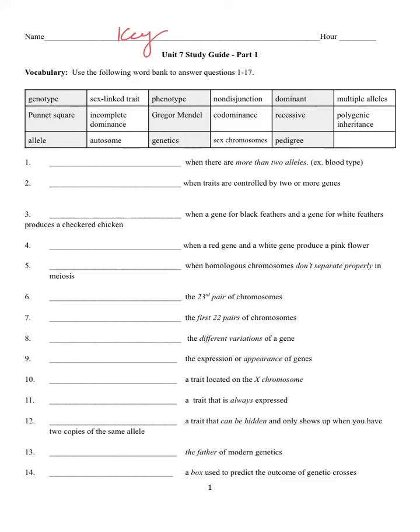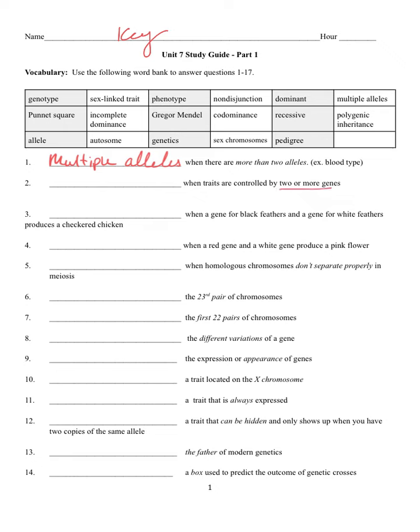Today we're going to go over the Unit 7 Study Guide Part 1, which is what you're going to see on like the vocabulary part of the exam. So number 1 wants to know, when there are more than 2 alleles, what type of inheritance pattern is it? And that's called multiple alleles. So remember, an example of that would be blood type, because you can have an A allele, a B allele, or an O allele.